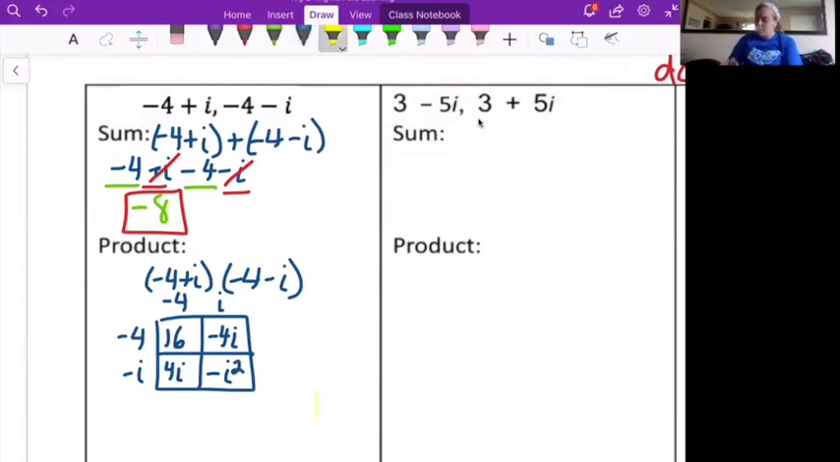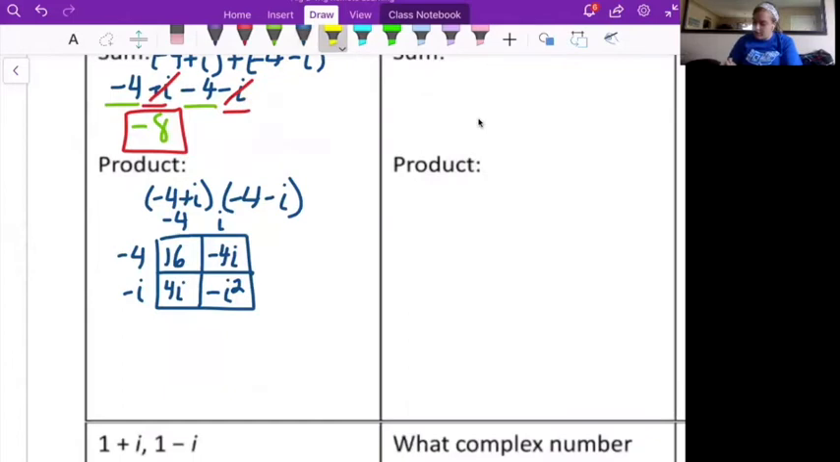And so if you notice, we can combine like terms, but these two are going to cancel each other out. And so this is going to give us 16 minus i squared. Now, if we remember from last section, i squared is actually -1. So this is 16 minus -1, or 16 plus 1, which would give us 17.